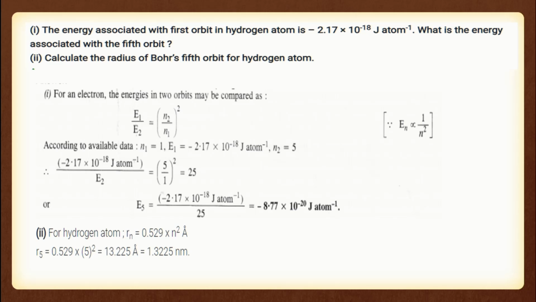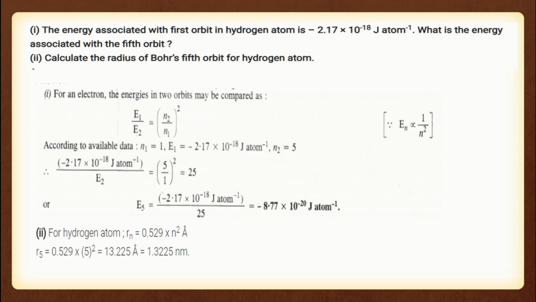-2.17 × 10^-18 joule per atom divided by E2 is equal to (5 by 1) the whole square, which is equal to 25. Or E5 is equal to -2.17 × 10^-18 by 25, which is equal to -8.77 × 10^-20 joule per atom.